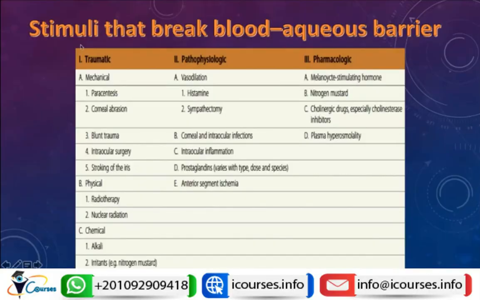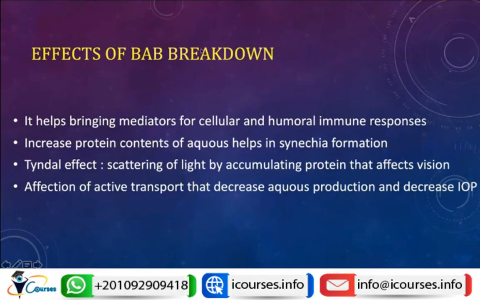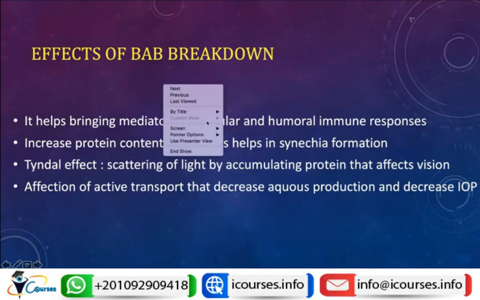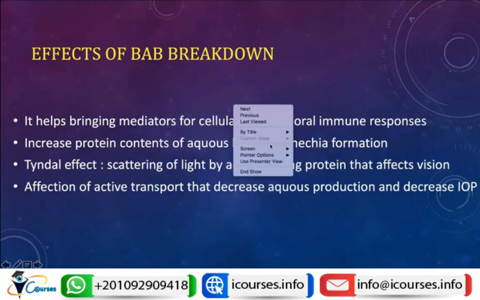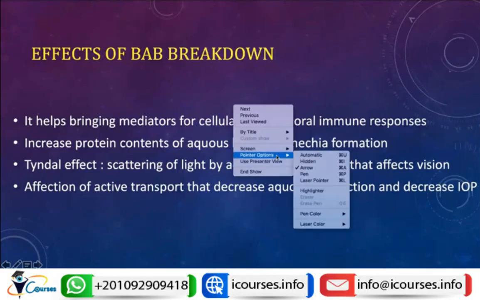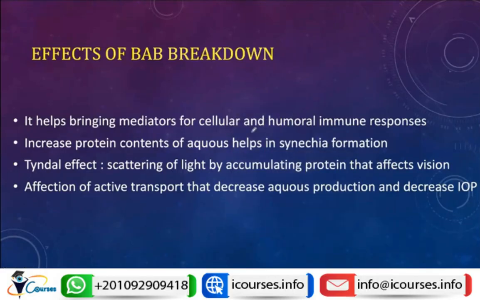There are different materials that can cause break of the blood-aqueous barrier. Some are traumatic, some are physiologic, some are pharmacological. So just have a quick reading through them. And you need to know what the beneficial and the harmful effects of the blood-aqueous barrier breaking down are. It will bring the cellular and humoral immune responses, bringing the immunoglobulins and the antibiotics to the anterior chamber. So this will be a good effect, but it will cause increased protein contents, causing increased synechia formation.